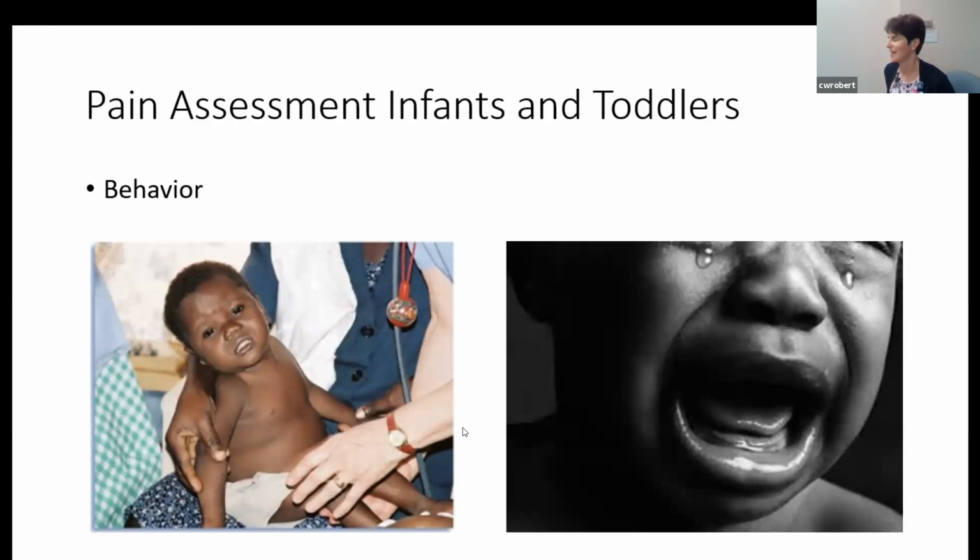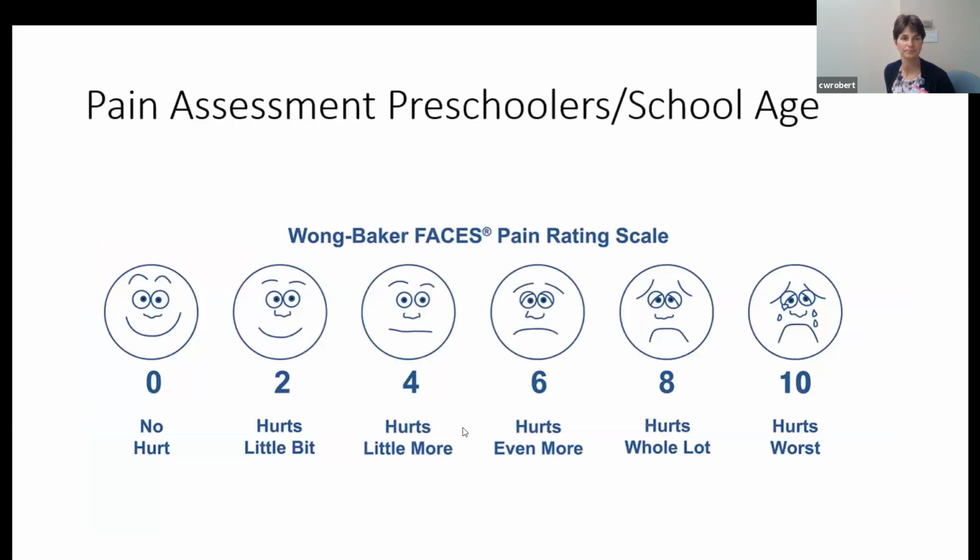Well, a baby can't tell you, I have a pain scale of 8 out of 10. So you look at their behavior and see what the parents are telling you. And remember, some babies are going to be crying, but some of them can just become withdrawn and quiet when they're in pain, so they may not be overtly crying. For preschool, school age children, we use the faces scale.